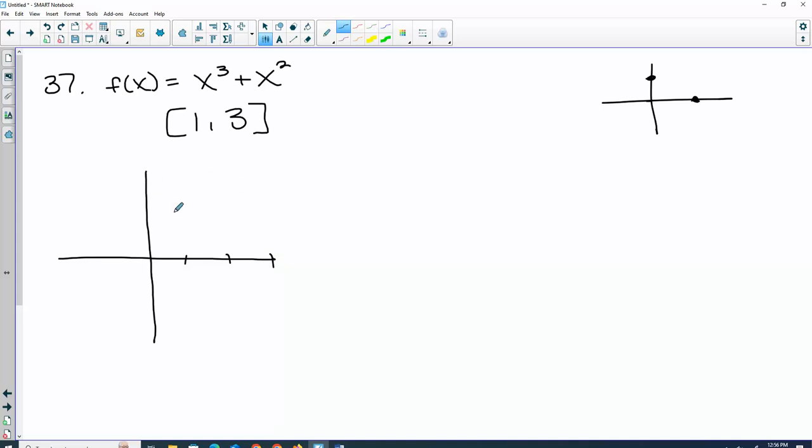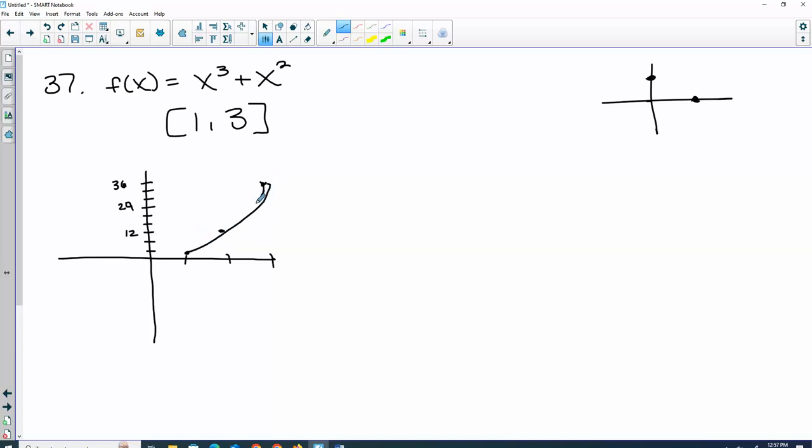Let's count by 5. Just try to draw them. Should we put points on all of them? I'm telling you to do a sketch, and sketches don't have to be real precise. So if I put in 1, we get 2. If I put in 2, 8 plus 4, I'm getting 12. If I put in 3, 27 and 9. So we can see from 1 to 3.